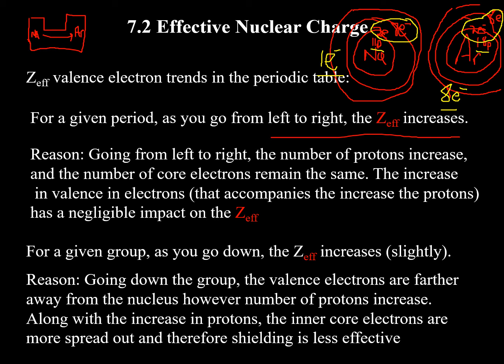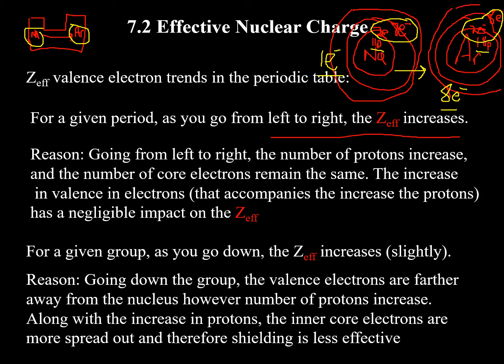So my reasoning is, as you go from left to right, the outer electrons from the argon will pull in more because there's a stronger positive charge in the middle. They have the same number of shielding electrons between sodium and argon. However, there's a stronger pull from the argon. Therefore, the Z effective will be greater for argon than in sodium. So as you go from left to right, the Z effective will increase.